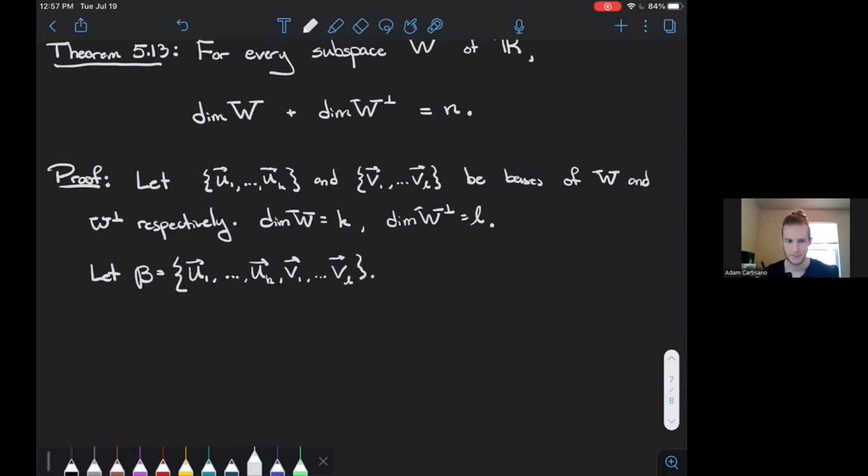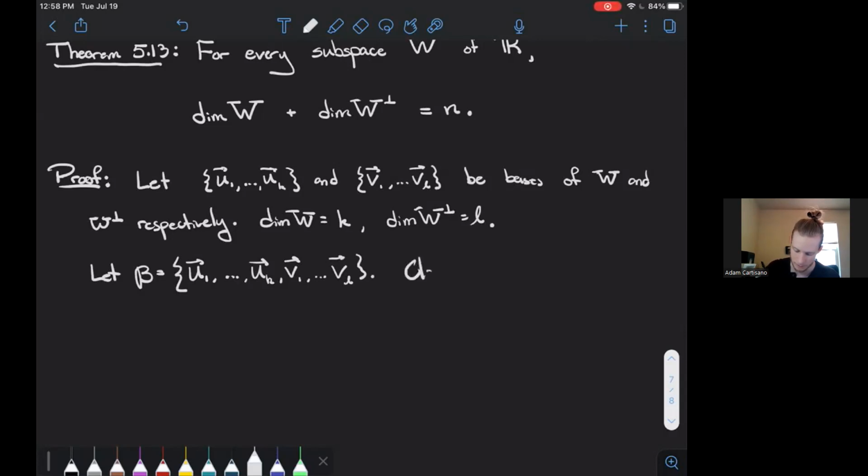I claim that fancy B here is a basis for Rn. If it's a basis for Rn, I promise it has n vectors in it, because Rn is n-dimensional. I want to prove that it's a basis.